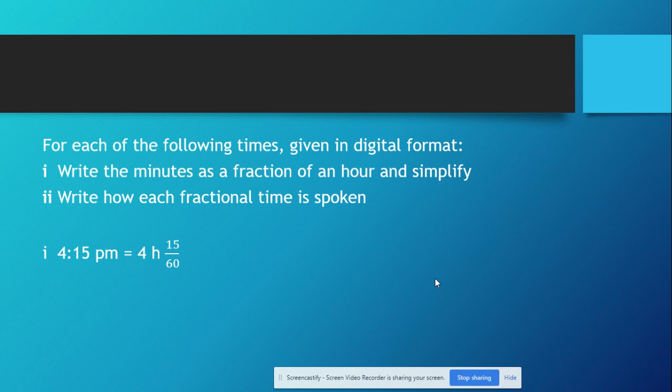Right, so 4:15 is 4 hours, 15 divided by 60. Bring that down as low as you can. You've got 4 1/4 hours. How do you say that? Quarter past 4. Next one, you've got 8:30 a.m. So you put 30 over 60, which is a half, 8 1/2, and you say half past 8. The last one, 12:45. So you put 45 over 60. Bring that down, you should have got 3/4, and you say quarter to 1.